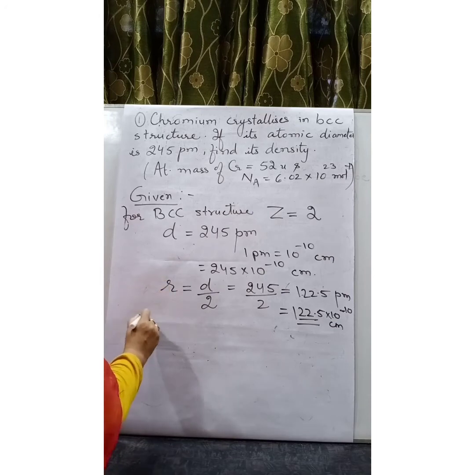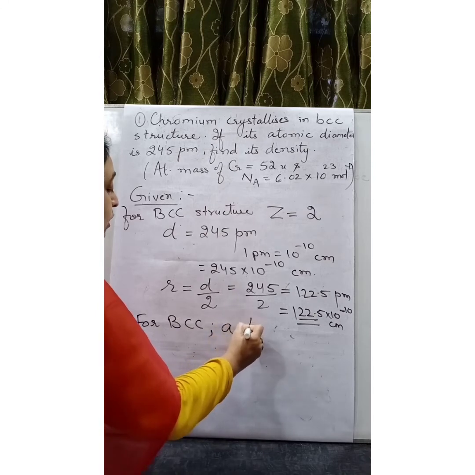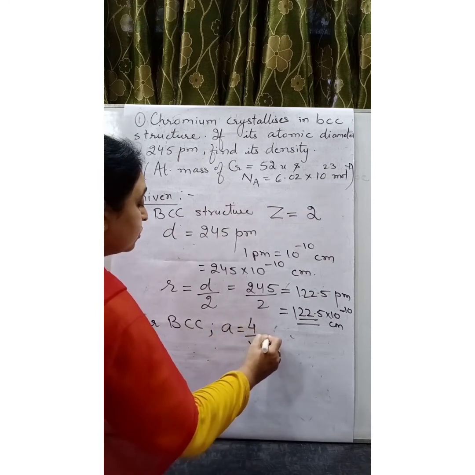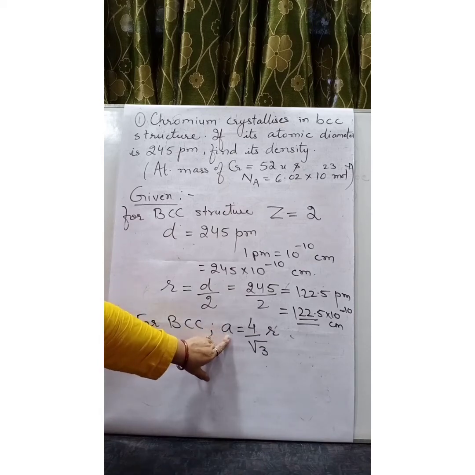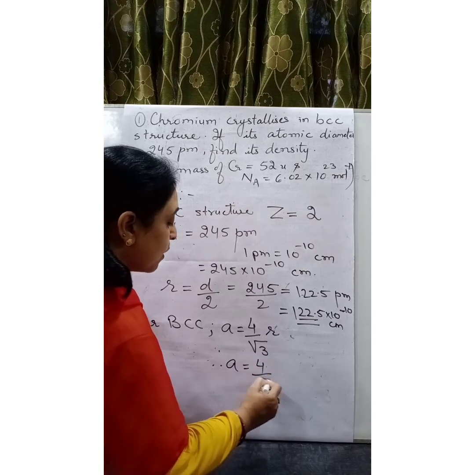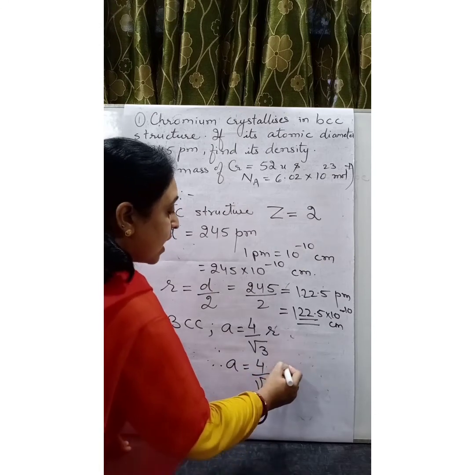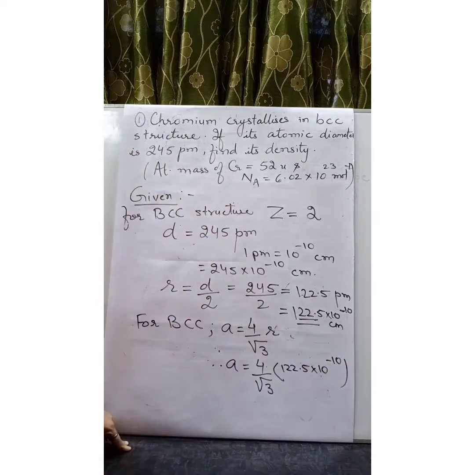Now for BCC, a is equal to 4 upon root 3 r. This is our expression. So, can you calculate the edge length? Therefore, a is equal to 4 upon root 3. And what is the value of r? 122.5 into 10 to the power minus 10. Either you can simplify this or you can leave it as this and substitute directly into the formula.